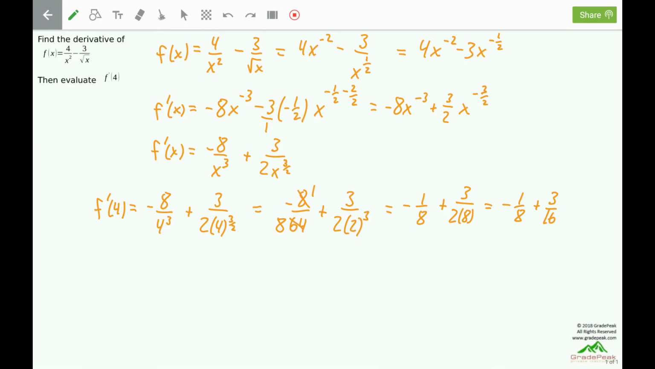The next step is to get a common denominator. 16 is divisible by 8, by 2. And therefore we need to multiply that first fraction by 2 over 2. So negative 1 over 8 times 2 over 2 plus 3 over 16. Multiplying, negative 1 times 2 is negative 2. 8 times 2 is 16. Plus 3 over 16. Negative 2 plus 3, which is a positive 1, over the common denominator of 16. We get 1 over 16.